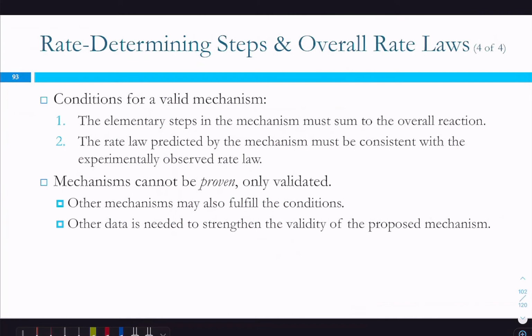And then the second condition is that the rate law predicted by the mechanism must be consistent with the experimentally observed rate law. So it has to match what we see in our experiment. Because if it doesn't match what we see in our experiment, then it can't be the correct mechanism. Which is why you have to start with an experiment determining that rate law.